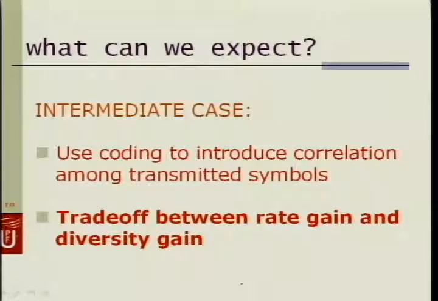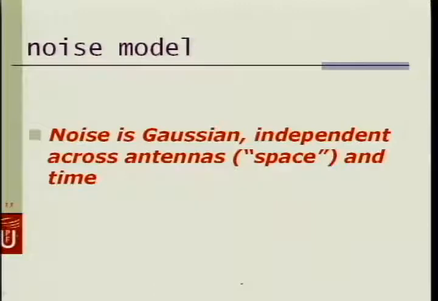In the first limiting case, the signals were all the same. In the second limiting case, the signals were independent. In between, we can consider some correlation between signals, and this is obtained by using coding. This is called space-time code, for a reason that will be apparent in a minute.